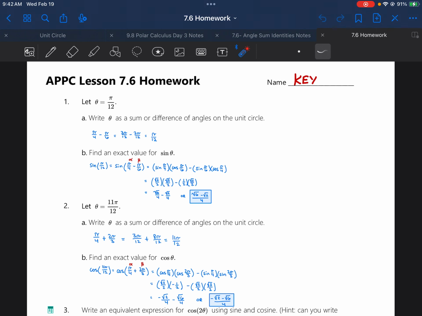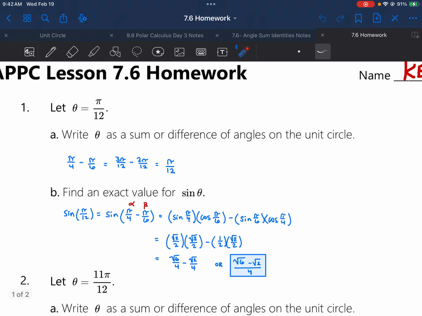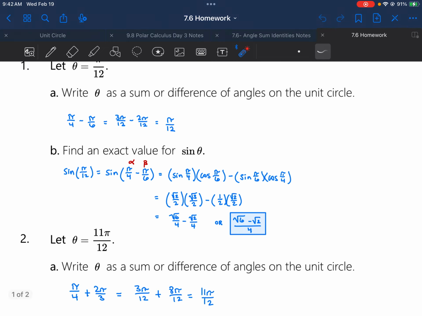All right, so the 7.6 homework, starting off with number 1. It says let theta equal pi over 12. Write theta as a sum or difference of angles on the unit circle. So 3 pi over 12 minus 2 pi over 12 would give you 1 pi over 12. And 3 pi over 12 is pi over 4. 2 pi over 12 is pi over 6. So these two angles from the unit circle, if you subtract them, will give you pi over 12. Okay? So now find an exact value for the sine of theta.